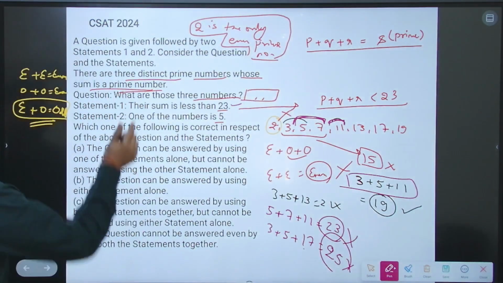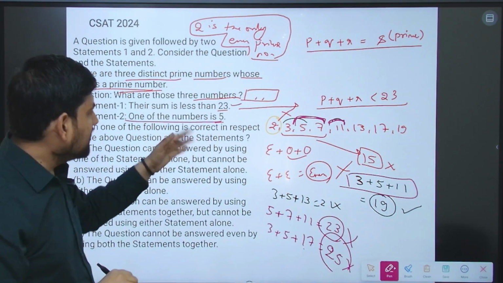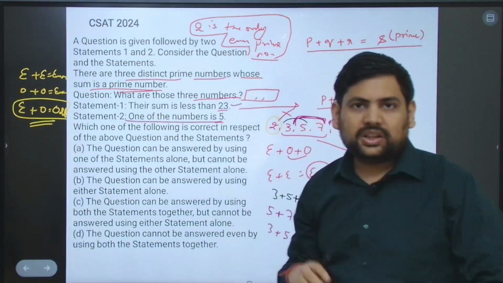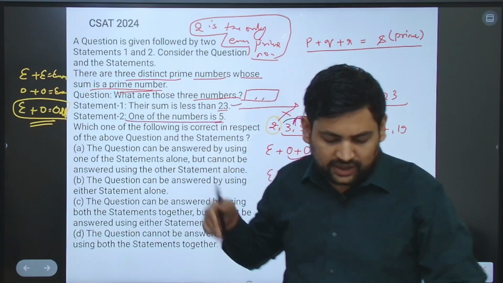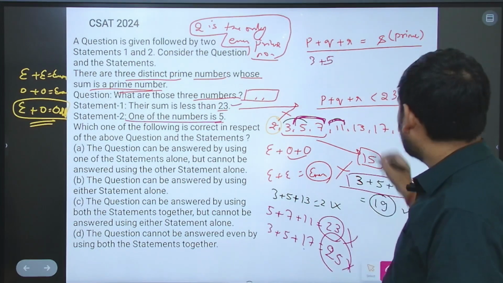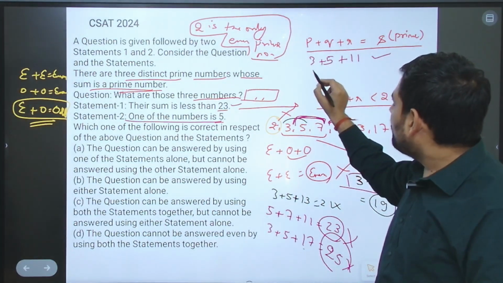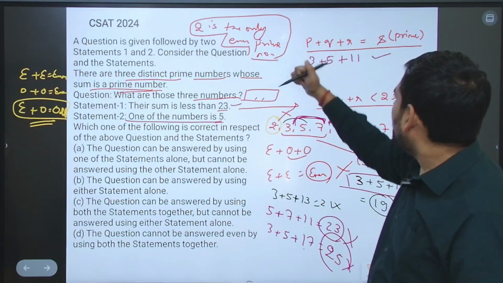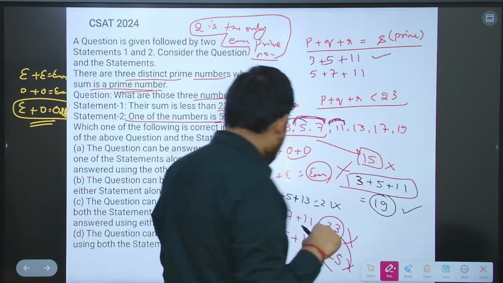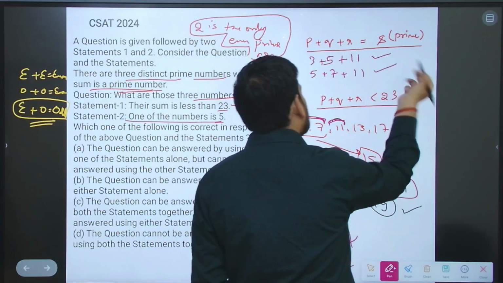Understood? So now let's see the second statement. One of the numbers is 5. One of the numbers is 5. Is this enough to tell what those prime numbers are? No, because if the sum is not limited, that is, the sum is not limited by 23, then you can have many. For example, let's say 3, 5 and 11, though we had anyway checked it. 19 comes. So that is 1. Now I can also have, for example, 5, 7 and 11. 5, 7 and 11 if I try. Now here I rejected it because it had to be less than 23. Here 23 is also possible.